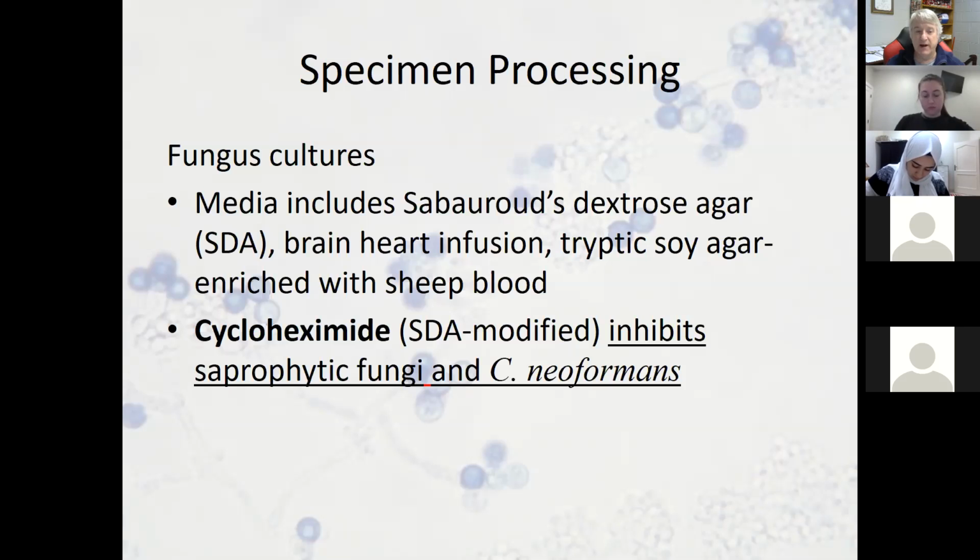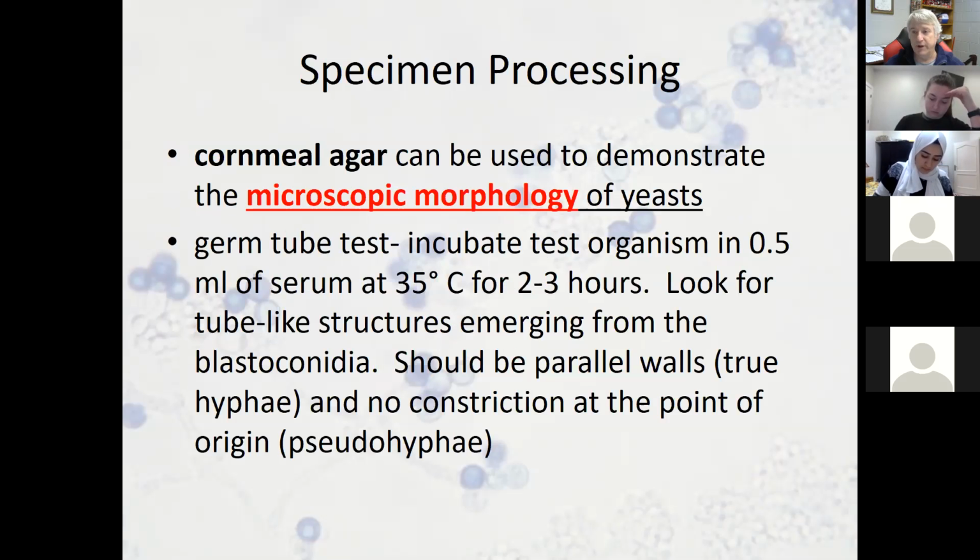Cycloheximide modified Sabouraud, which inhibits the saprophytic fungi and Cryptococcus neoformans. So you definitely could modify the Sabouraud to be real selective on what fungi grew. Then switching from Sabouraud to cornmeal like we did in lab. So we went through this process. It can be used to demonstrate the microscopic morphology of yeast. So hopefully you appreciated our cornmeal agar, taking the slide, the cover slips off and staining that with our lactophenol cotton blue.